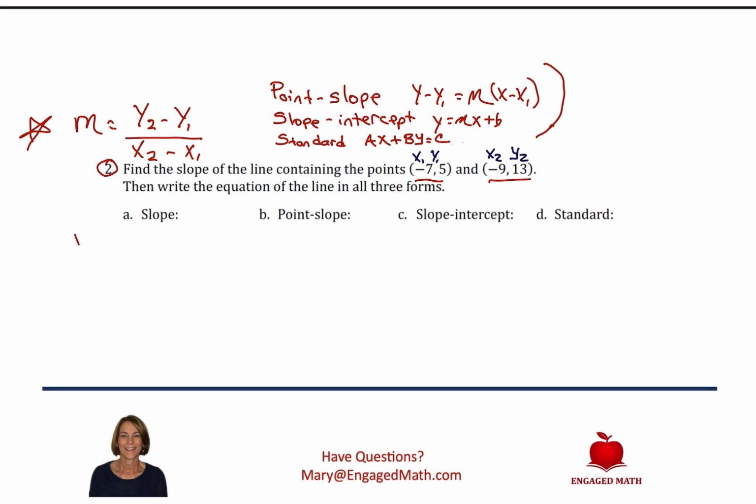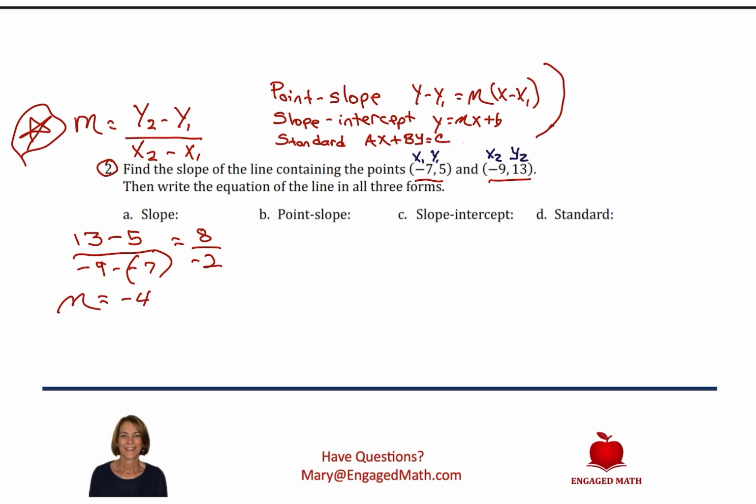So y2 is 13. So we have 13 minus y1, 5, over, using this formula just to make sure you see where I'm going with this, x2 is negative 9 minus a negative 7. Keep in mind that when you have minus a negative, that becomes plus 7. So what we end up with here is 8 over negative 9 plus 7, so negative 2. So our slope, or m, is equal to negative 4.